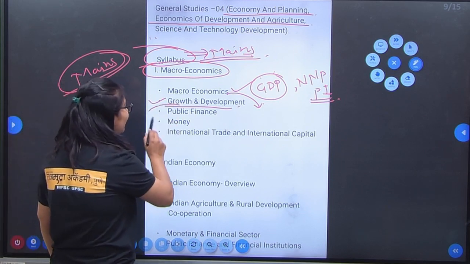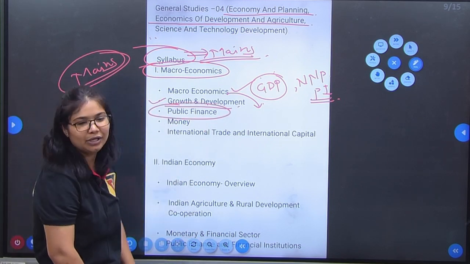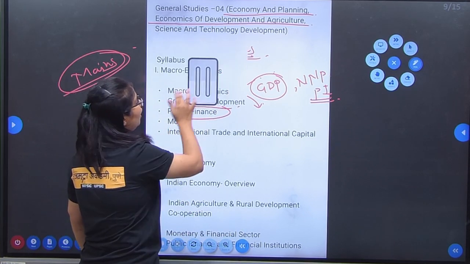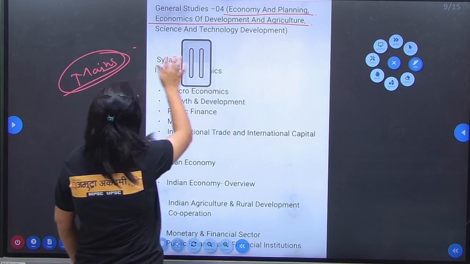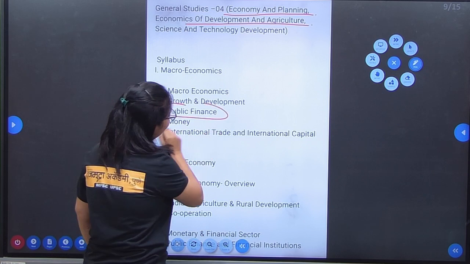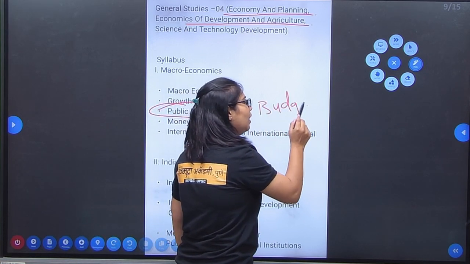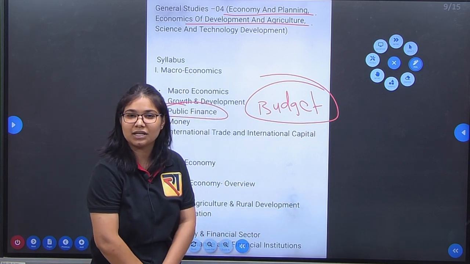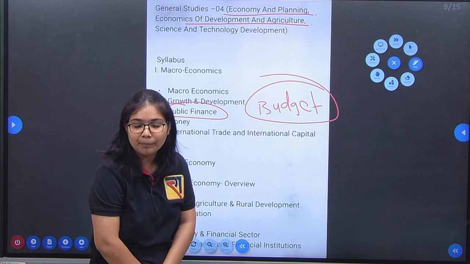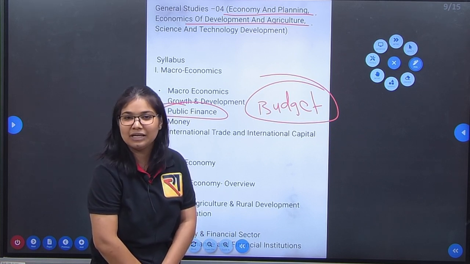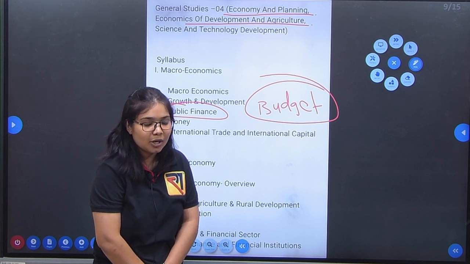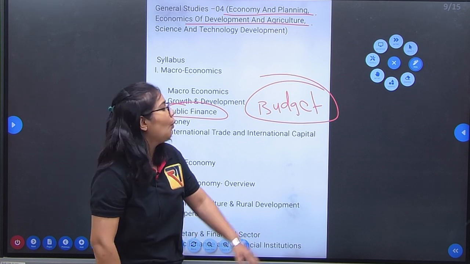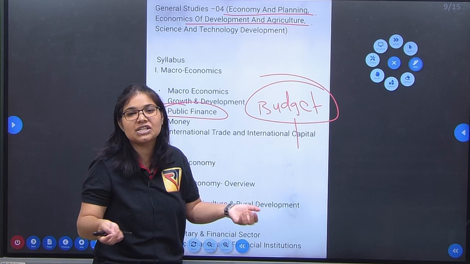Next is public finance. This is the major topic we have to discuss in the mains section. Have you heard about the budget? The budget of the Government of India and the budget of the Government of Maharashtra are introduced in the Parliament or the Legislative Assembly respectively. These are the news that come in the newspaper, right? So we have to discuss the budget section thoroughly.